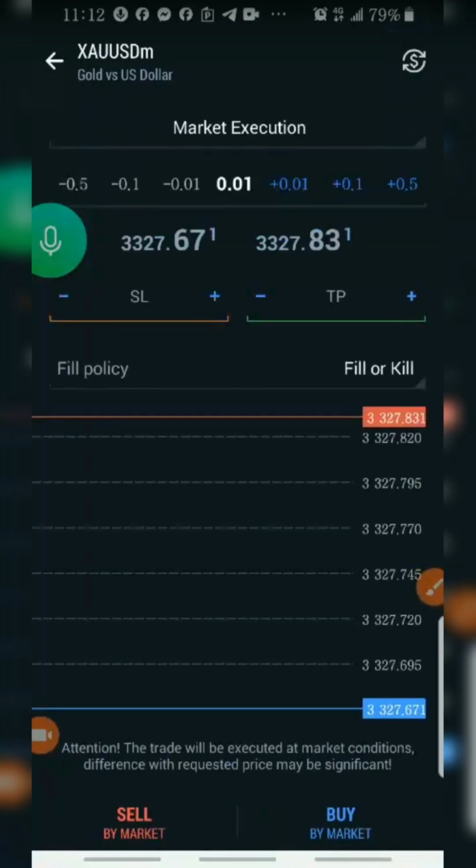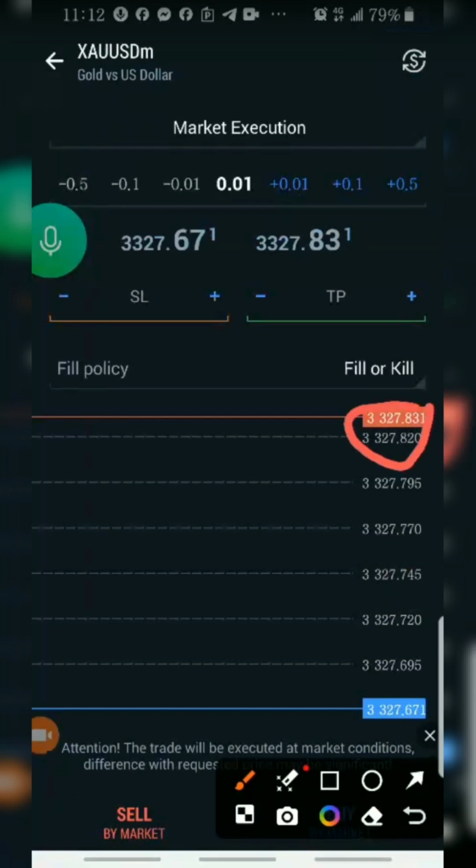Then currently gold is at that price that I was showing you. See the price here, 3327.831.